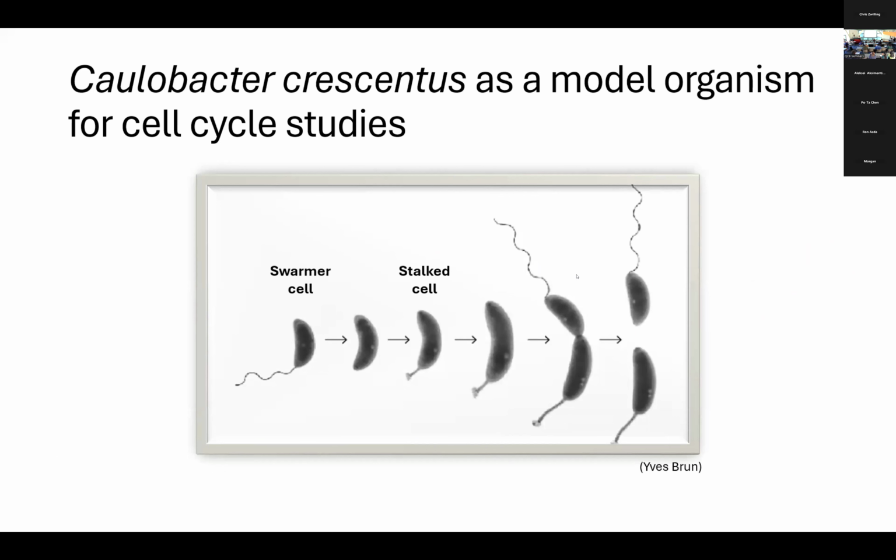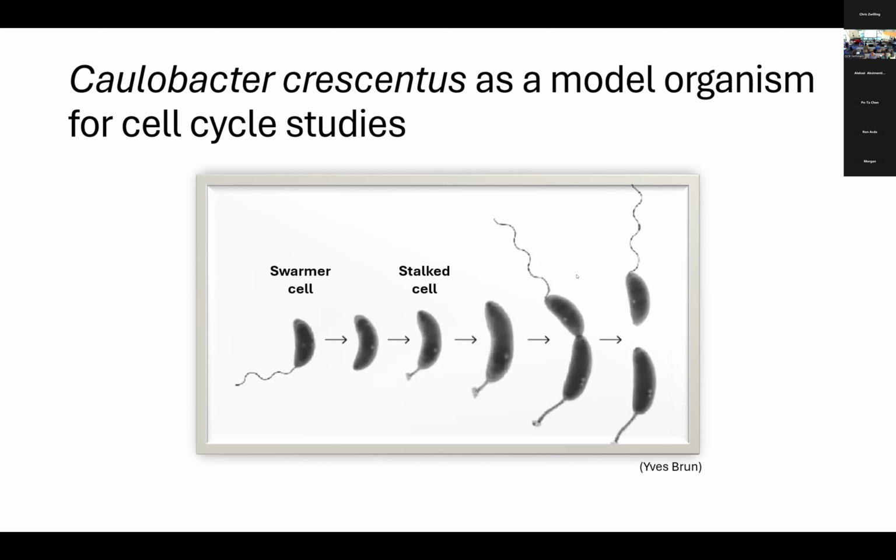The first one is that Caulobacter initiates replication only once per cell cycle, and that allows us to track when one cell has initiated replication and what the cell cycle after that looks like. Another great technique that we have in Caulobacter is that they're easily synchronizable, and so that means that we can start our experiments using a homogeneous population of cells that is going through the cell cycle all at the same time.